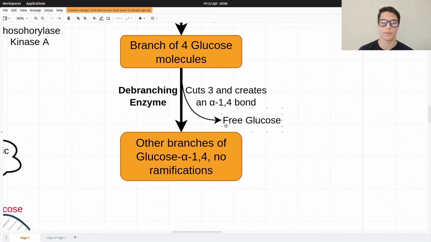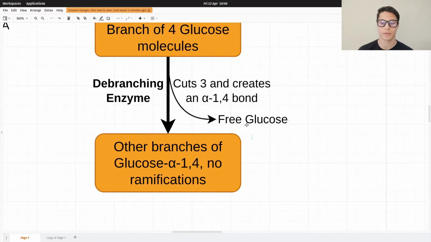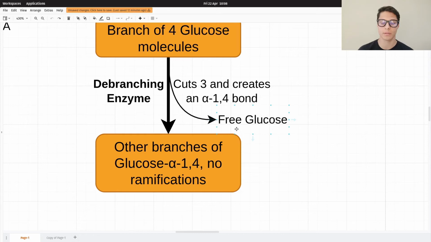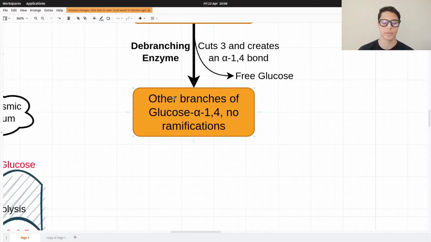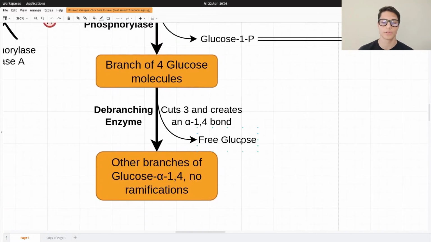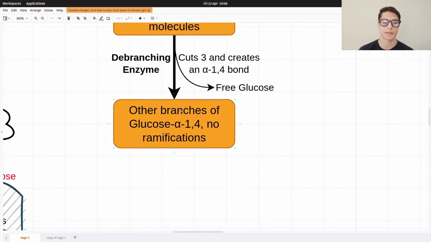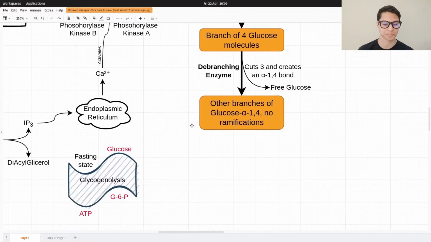And then the alpha 1,6 enzyme, the glucose with the alpha 1,6 bond is broken down and free glucose is released. And then you get the final point where you have glucose available and you get less glycogen. And those remaining branches have no ramifications.